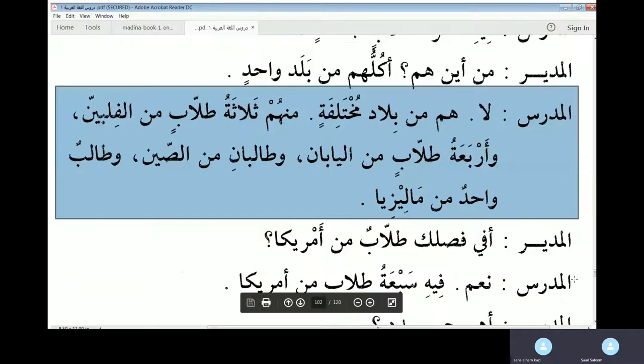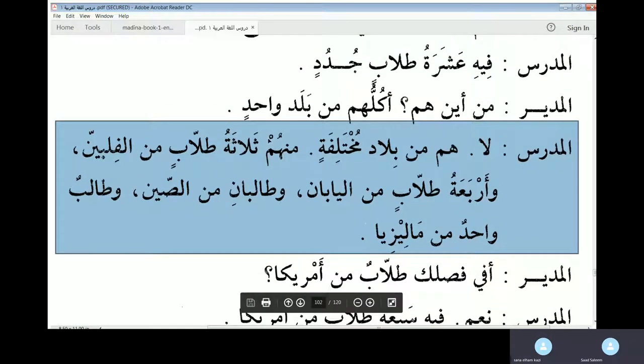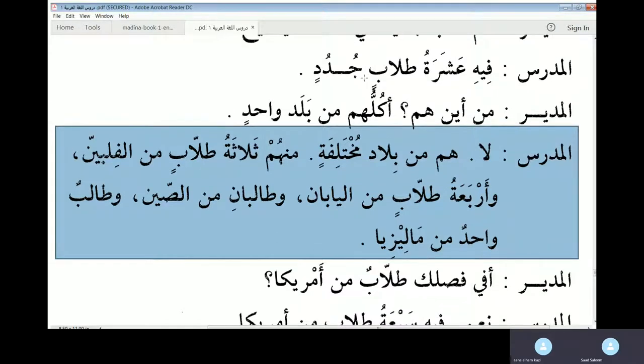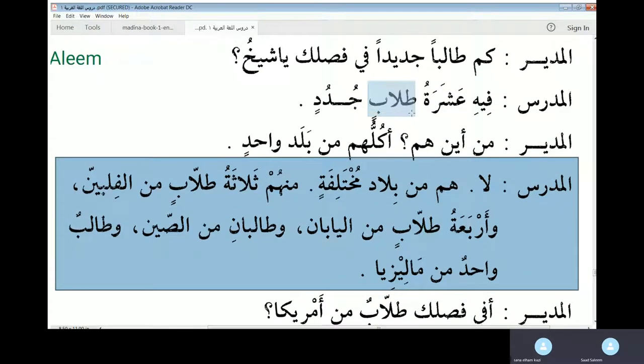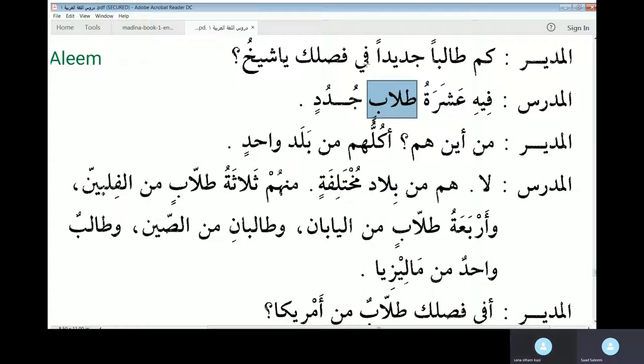What is Jududin, brother, here? Ashraf. Jududin, why is it Majroor? Because of Tulab. Tulab is Majroor, so Judud will also be Majroor. And Tulab is plural, so that's why this word is also in plural form. Okay. Tulabin Jududin is like Nath Manut, right? Yes. Ashraf Tulabin is like the rule we discussed now.